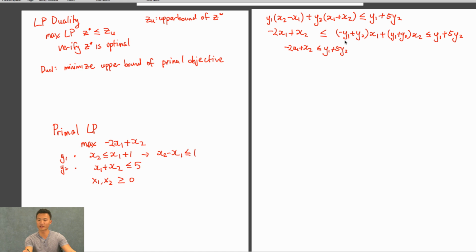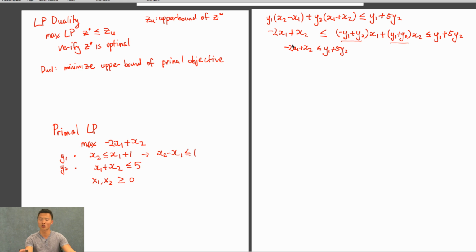Well, we can get it from this side, right? You see how I rewrote my linear combination of the multipliers and constraints into some form that looks like the objective function, right? So this is the coefficient of my x1, and this is the coefficient of my x2. Well, we know that the original objective of the primal is negative 2 and 1.